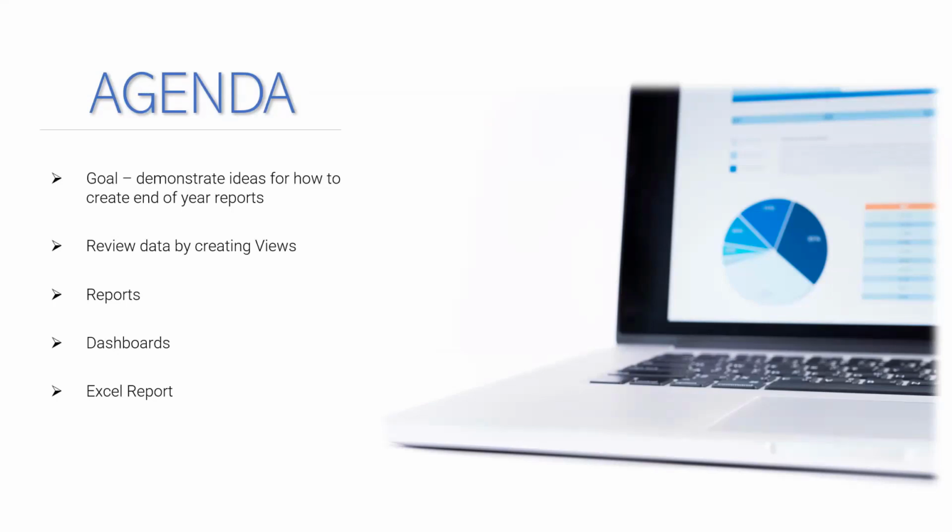And then we will look at three types of reporting in ClaritySoft. The reports module, which is by far the easiest to set up. It's also the most basic, I suppose, in the kinds of results you can get. Then we'll look at dashboards, which basically means charts, and how to create a chart in ClaritySoft to show the data that you want. And then we'll take a look at Excel reports.